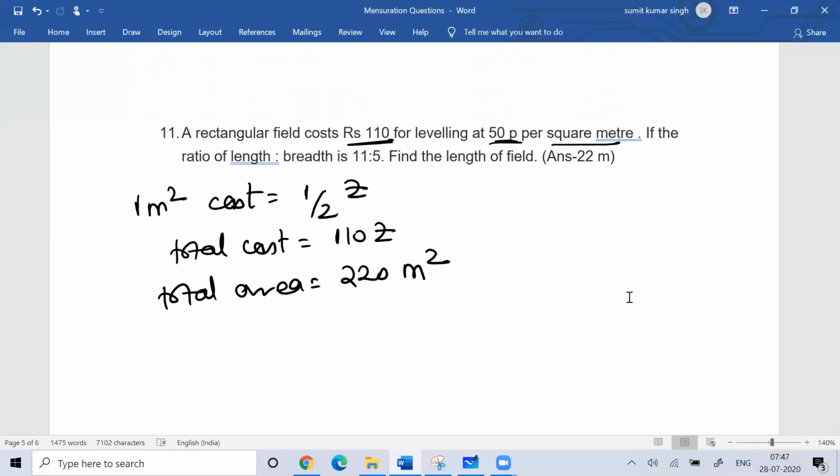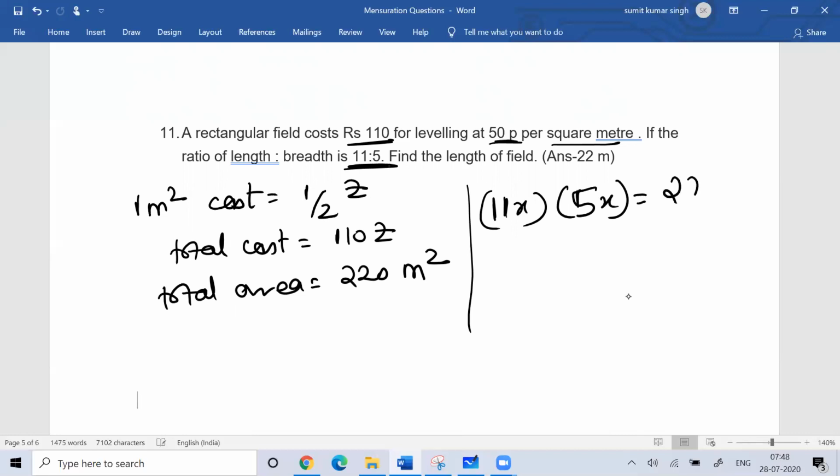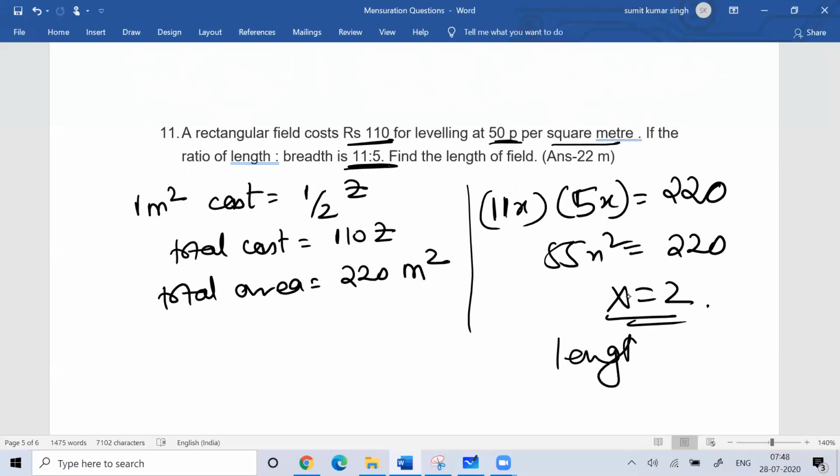Okay, so then the ratio of length to breadth is given. So I can write length as 11x and the breadth is 5x. So the area is 11x into 5x, and that is equal to 220. So 55x square is equal to 220. So the value of x is equal to 2. So the length is 11 into 2, that is 22, and your breadth is 5 into 2, means 10. They're asking you the breadth, so the breadth would be 10.